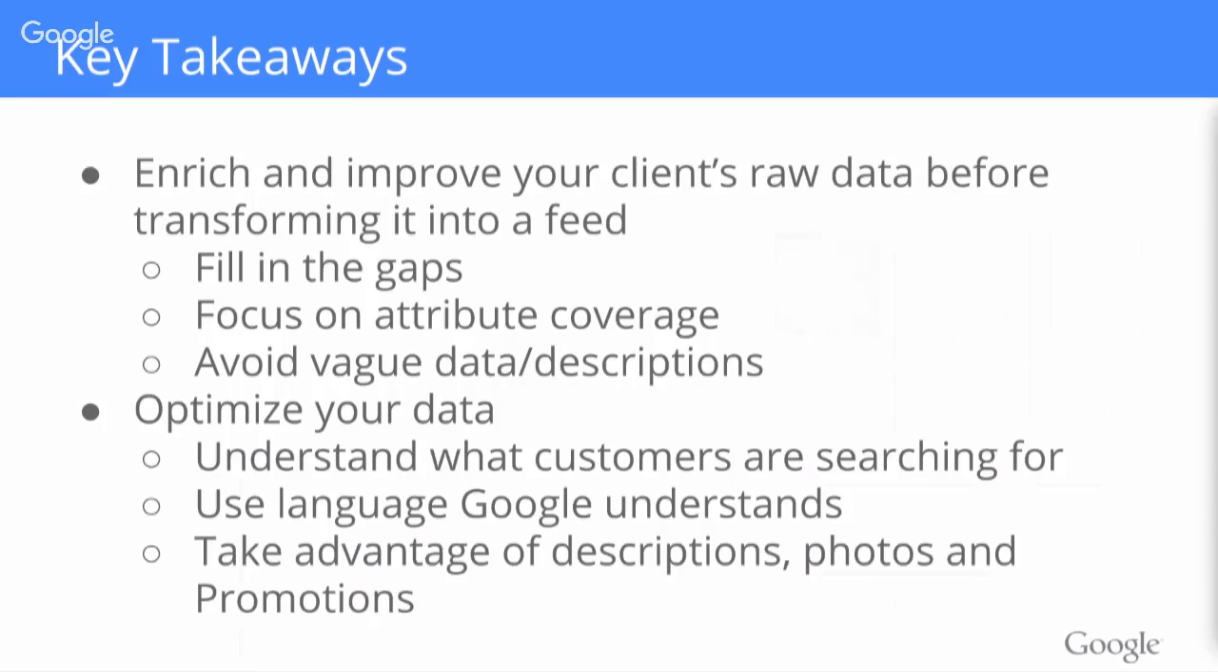Avoid vague data, avoid vague descriptions. Make sure that you're speaking Google's language, right? When you're optimizing your data, start by understanding what consumers are actually searching for, okay? Using things like Google Trends, google.com/trends, really great tool for this. We can also take a look in our account, look at our search query report, understand what people are searching for, and use that as you're optimizing.